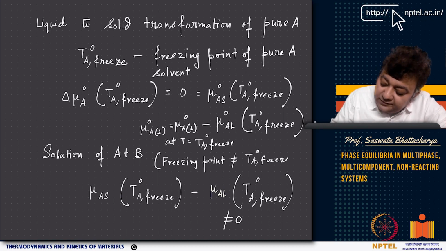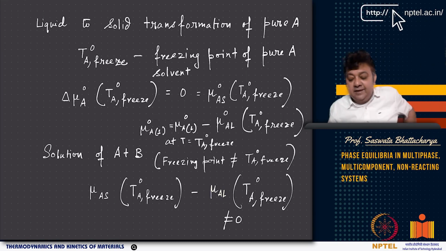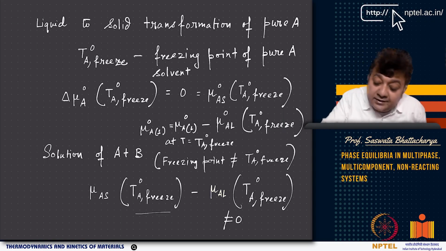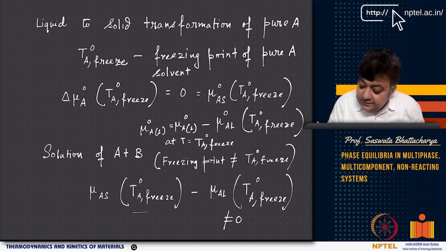TA0 freeze is the freezing point of the pure solvent A, right? But at TA0 freeze, if you have a solution, then mu AS, which is the chemical potential of A in the solid phase, and mu AL, which is the chemical potential of A in the liquid phase, at this temperature are not equal, because this is no longer a freezing point. They are not equal.